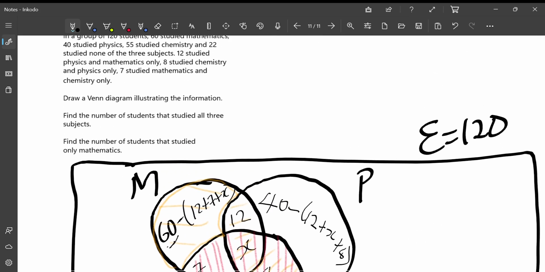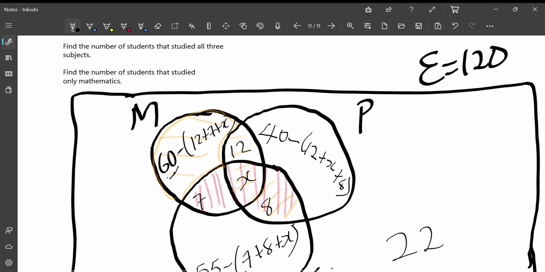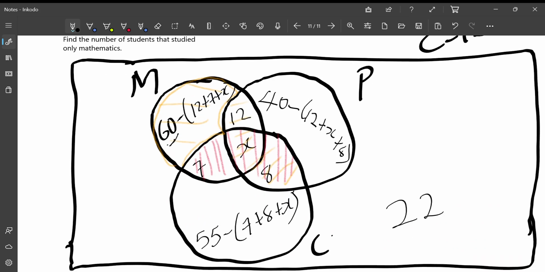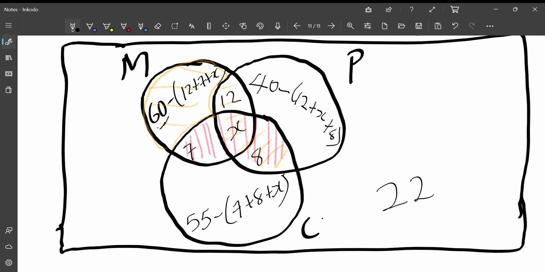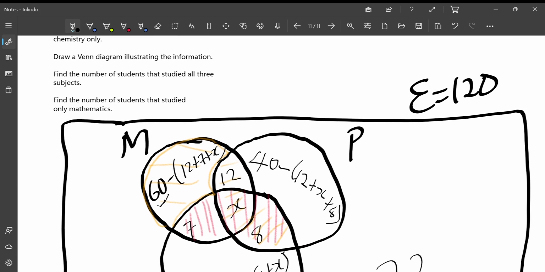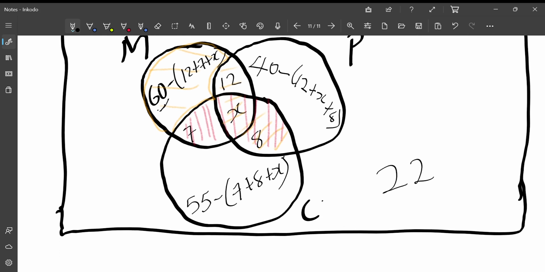So I was told to now find the number of students that studied all 3 subjects, which is my X. Remember, like what I've said in the past, the summation of everything in this box, everything that's here, should give me the universal set, which is 120. So which means if I add everything I'm seeing here, it should be equal to 120. With that information, I can find my X. All right. So what am I going to have?